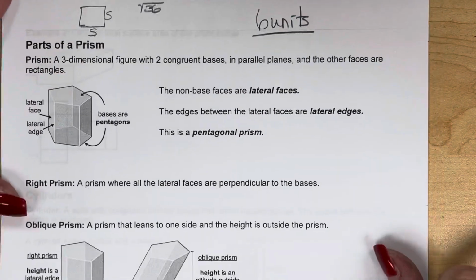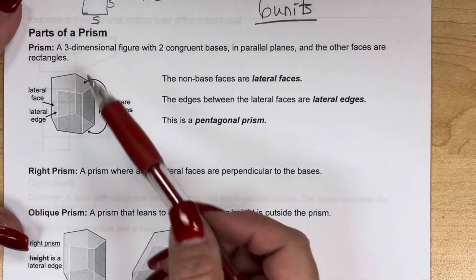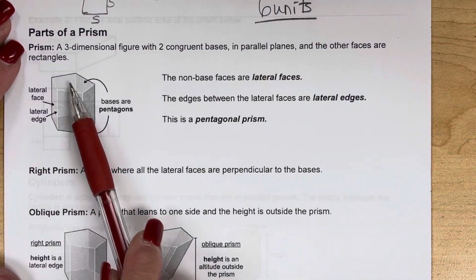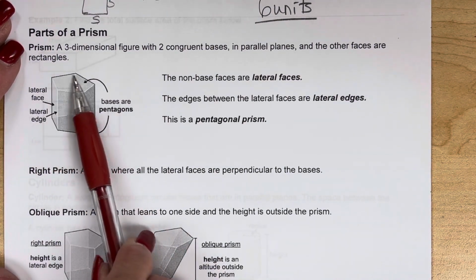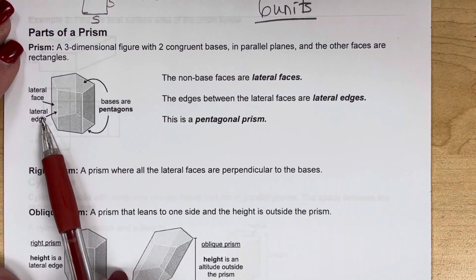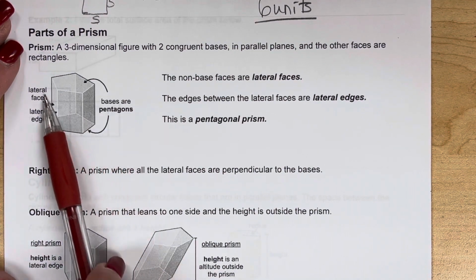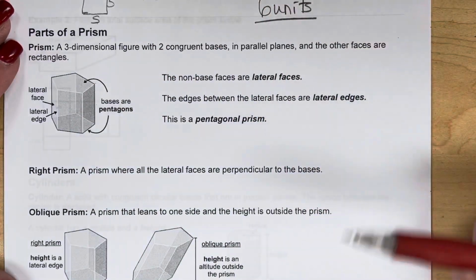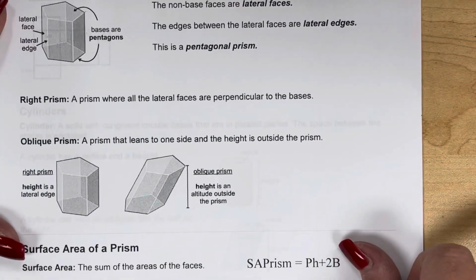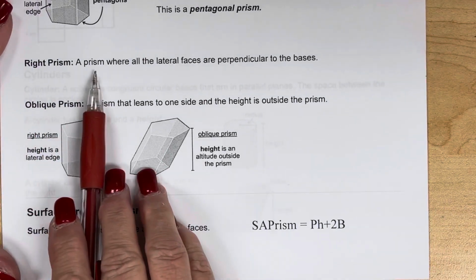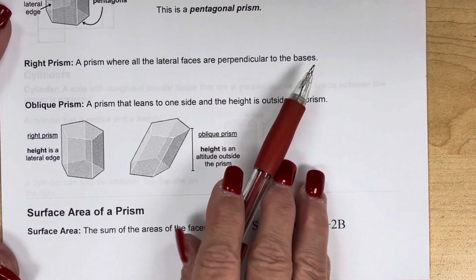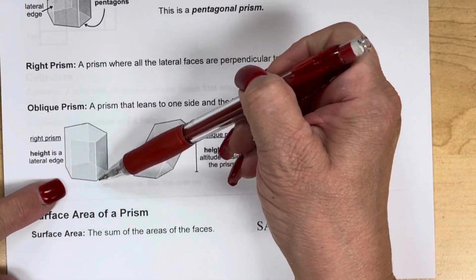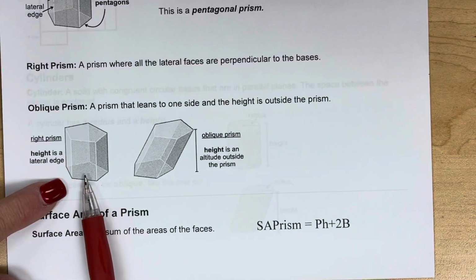All right, now, this is a continuation of 9.1 because we're talking about prisms again, where the bases are congruent, and then you have the lateral rectangles going around, okay? Those are the lateral faces, and then each of these where they meet, those are all the edges, okay? Now, a right prism is a prism where all the lateral faces are perpendicular. So in other words, it would look like this picture here. They would be perpendicular to the base.